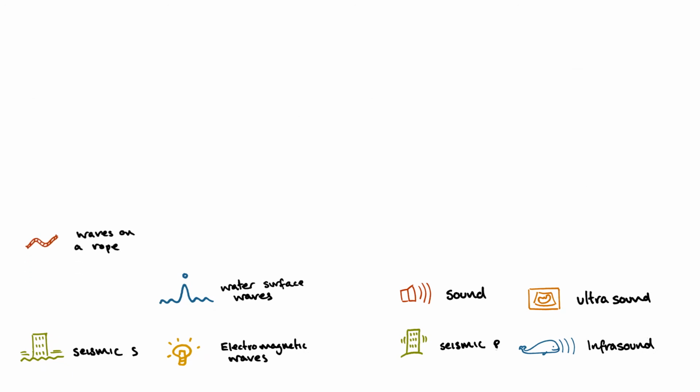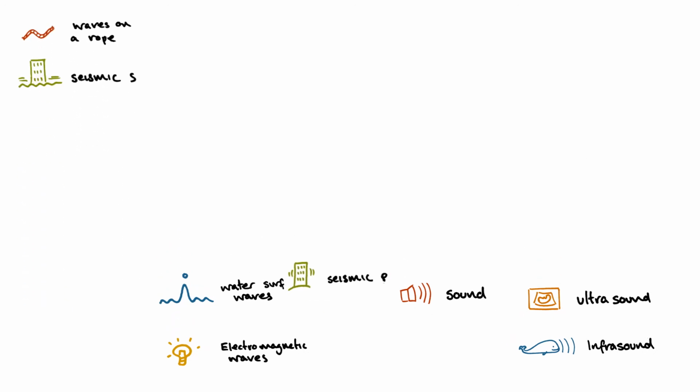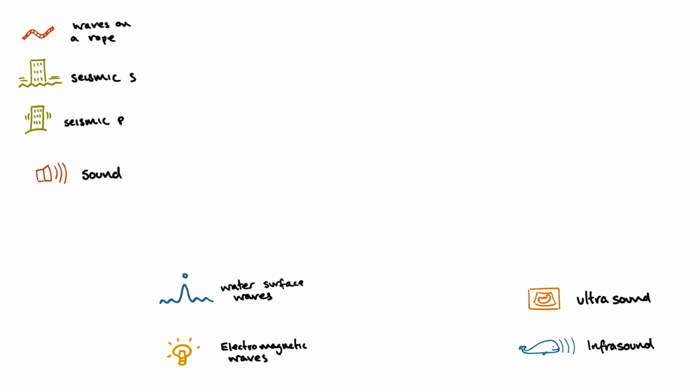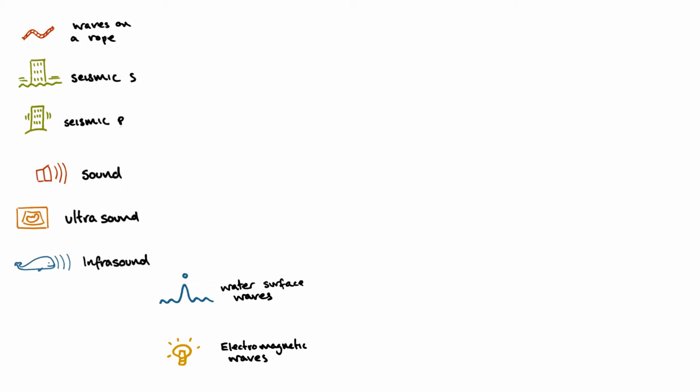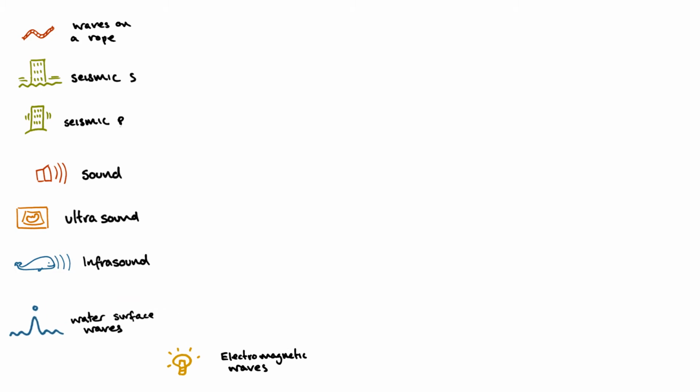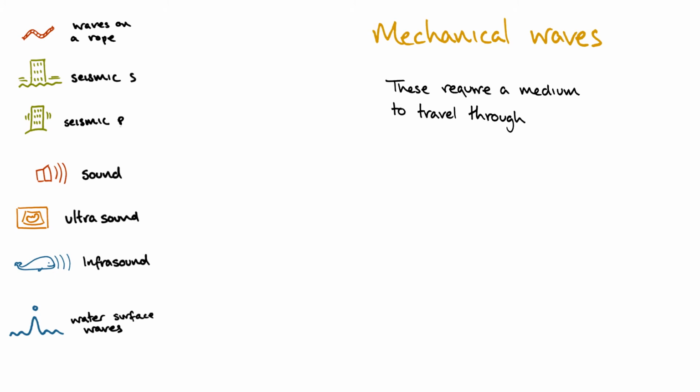Waves on a rope, seismic S and P waves, sound waves including ultrasound and infrasound, and water surface waves all have something else in common. They're all mechanical waves. This means they require a medium to travel through. For waves on a rope, the medium is the rope. For seismic S and P waves, it's the ground. Sound, ultrasound and infrasound can all move through many different mediums.